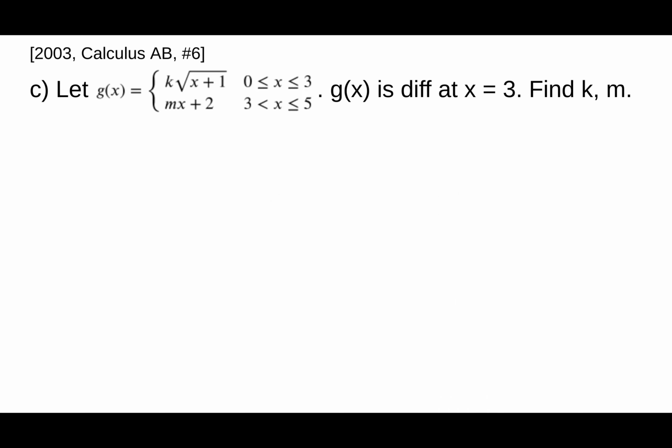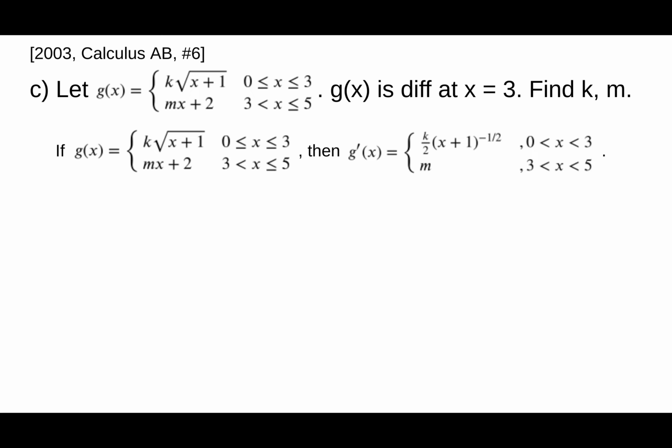In part C of this question, we are defining a second function, g of x, which is a constant k times the square root of x plus 1, and a linear function mx plus 2. We are given that g is differentiable at x equals 3. That's not something we have to show, that's something we are given. And the task is to find the values of k and m that satisfy these conditions. G is defined in terms of k and m, and given the fact that g of x is differentiable at x equals 3.